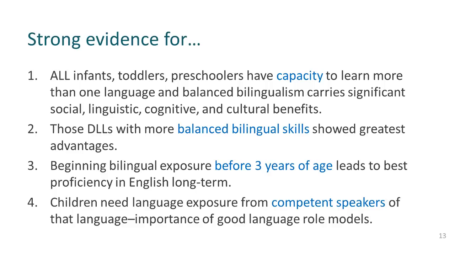But a main finding across the board is that all infants, toddlers, and preschoolers have the capacity to learn more than one language. And when we say capacity, we do mean even infants and toddlers, children who have been identified with special needs, children who have language impairments, who are later identified as having autism. All of them are capable of becoming successfully bilingual and benefit from it. That this balanced bilingualism, so relatively comparable skills in both languages, carries significant social, linguistic, cognitive, and cultural benefits. So we have children, all children, but really dual language learners in particular, that have this potential to become gifted in certain areas because they start out with the potential for a balanced bilingualism.